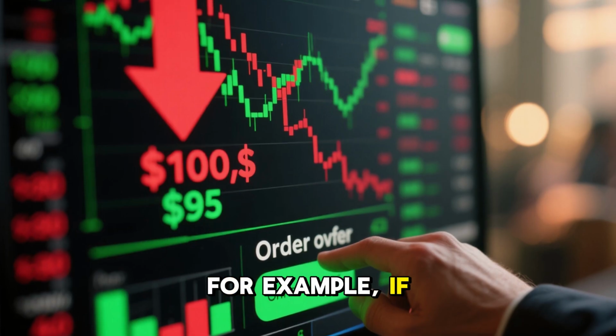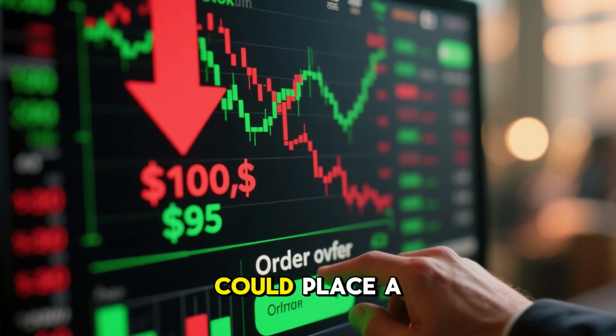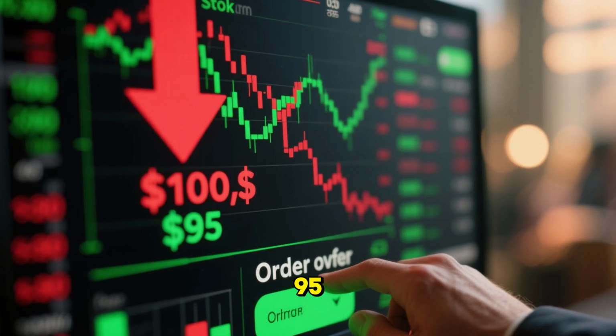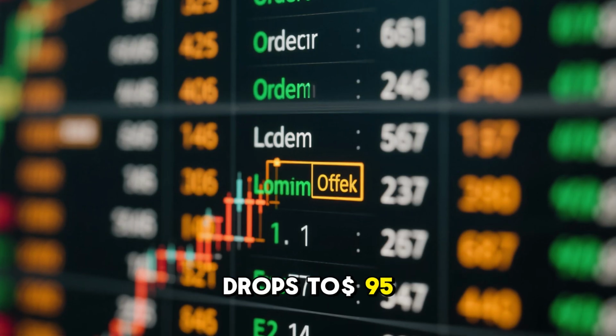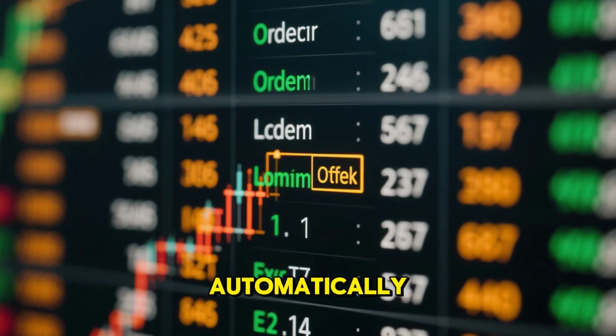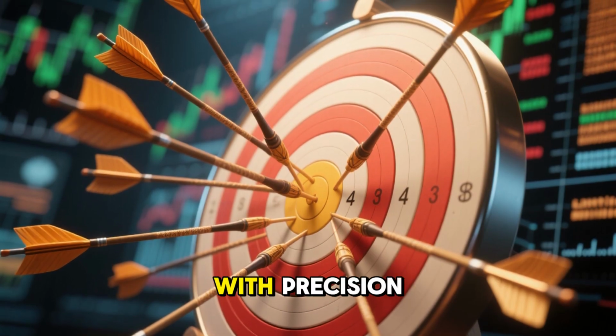For example, if a tokenized stock is trading at $100 but you think it's going to dip, you could place a limit buy order at $95. Your order will sit in the order book until the price drops to 95 or lower, at which point it will automatically execute. This is perfect for planning your entries and exits with precision.